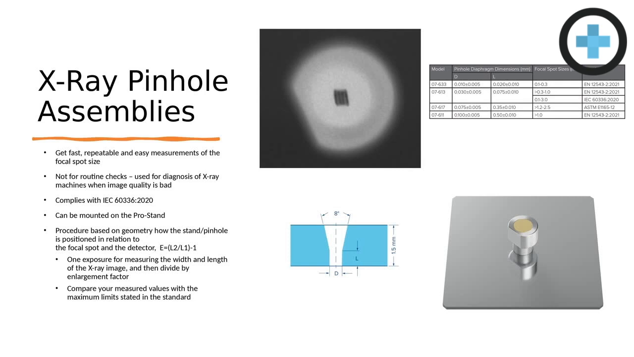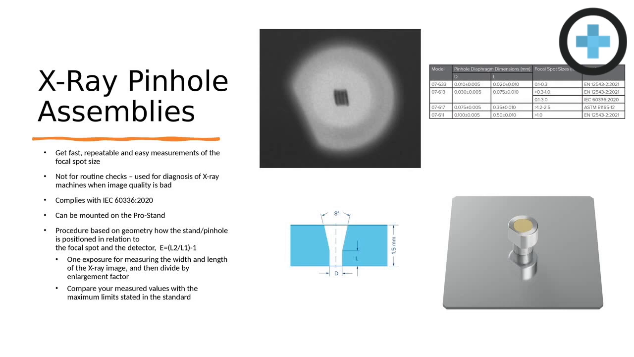The last one we're going to look at here is the X-ray pinhole assembly. This is just a way to get quick and easy measurements of the focal spot size. It typically is not used for routine checks. It's used more for diagnosis of X-ray machines if you're getting bad quality. Again, this applies to fixtures on the ProStand, and based on the geometry, the pinhole is positioned in relation to the focal spot and the detector.